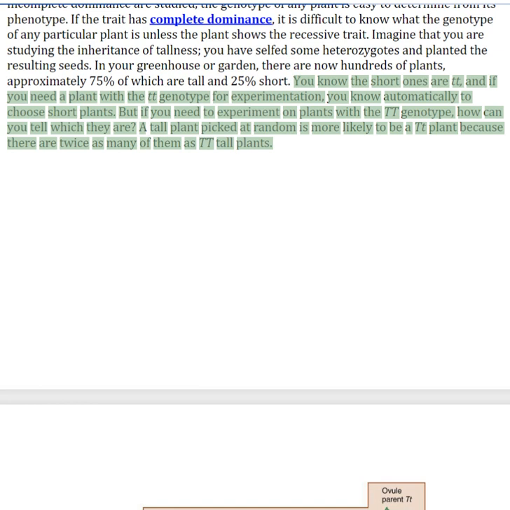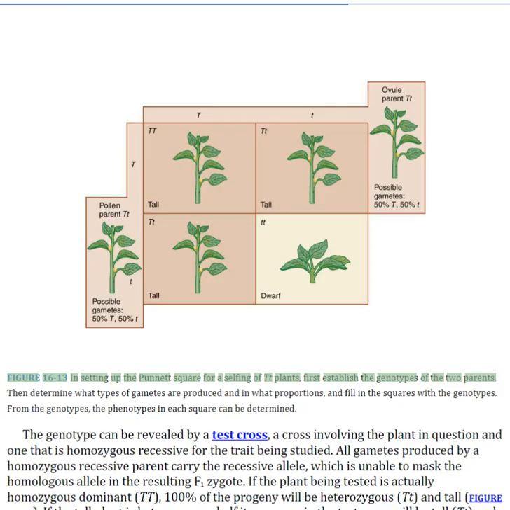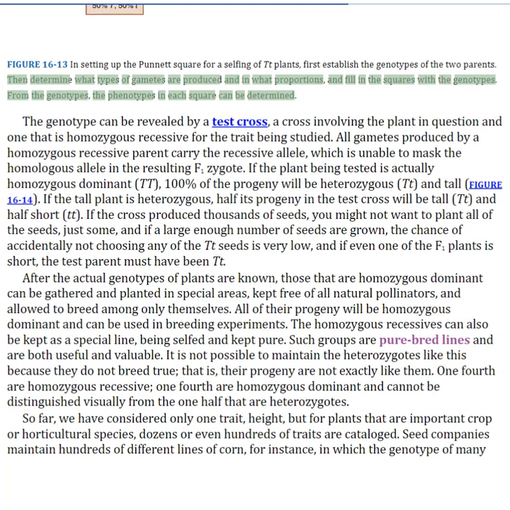But if you need to experiment on plants with the TT genotype, how can you tell which they are? A tall plant picked at random is more likely to be a Tt plant because there are twice as many of them as TT tall plants. Figure 16:13. In setting up the Punnett square for a selfing of Tt plants, first establish the genotypes of the 2 parents. Then determine what types of gametes are produced and in what proportions, and fill in the squares with the genotypes. From the genotypes, the phenotypes in each square can be determined.